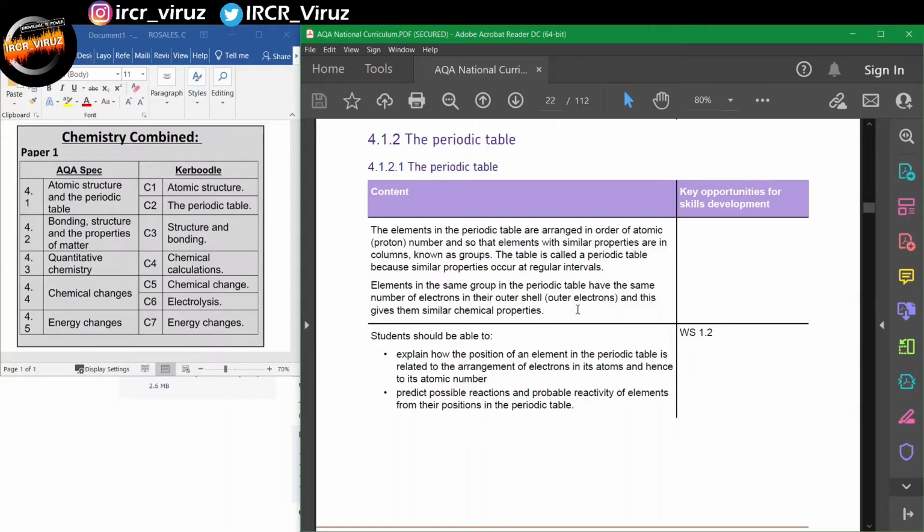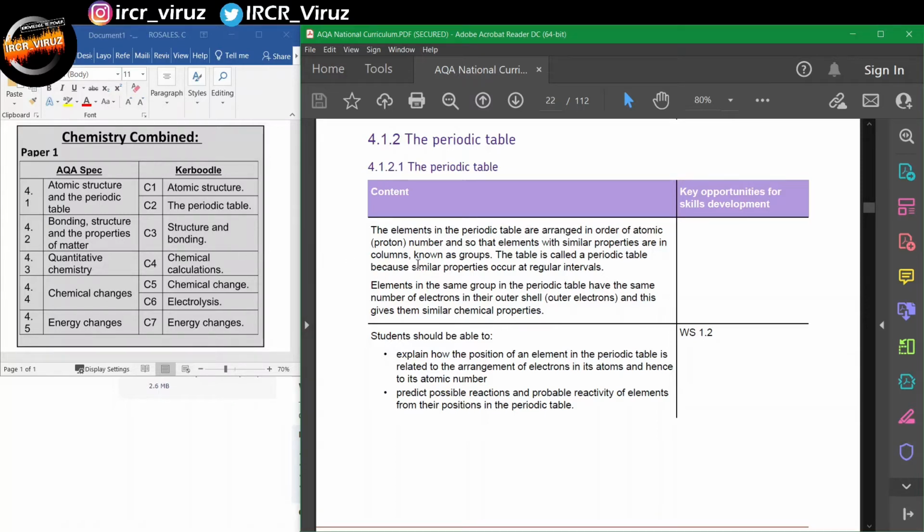Okay, so this is the part where we have the 4.1.2 periodic table section. So this covers this area over here of the AQA spec. Obviously, not all of this will come up, but there are some elements of it that will come out in the test. So you just need to have an overview of everything, and also because everything is related, you're always going to need all that information. That's why you need to study all of it.